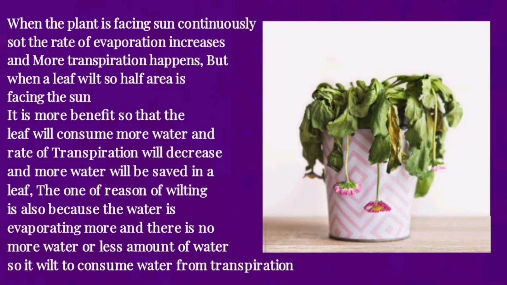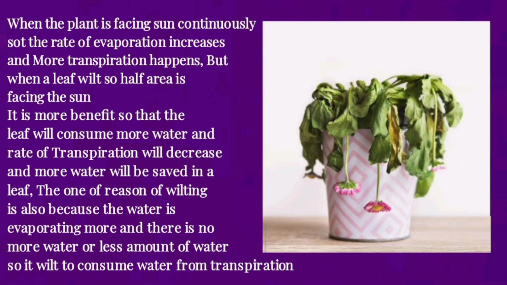As we are learning about transpiration, it is also important to learn the term wilting. When the plant is facing the sun continuously, the rate of evaporation increases and more transpiration happens. But when a leaf wilts, only half the area is facing the sun. It is more beneficial, so the rate of evaporation or transpiration will decrease and more water will be saved in the leaf.